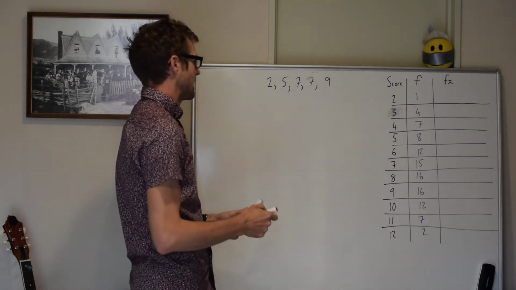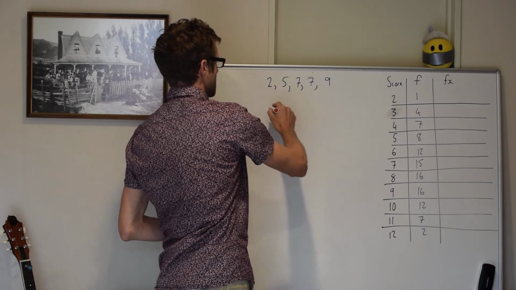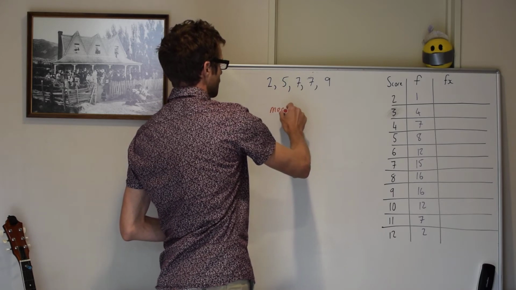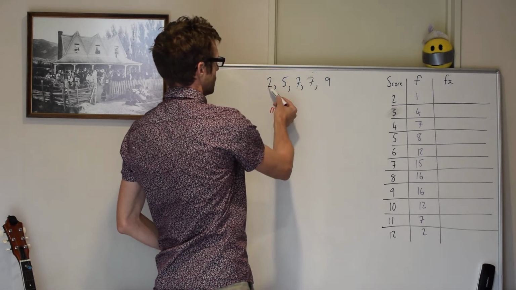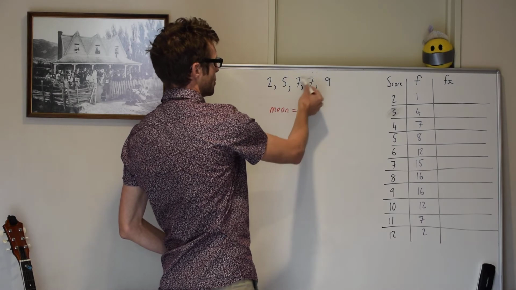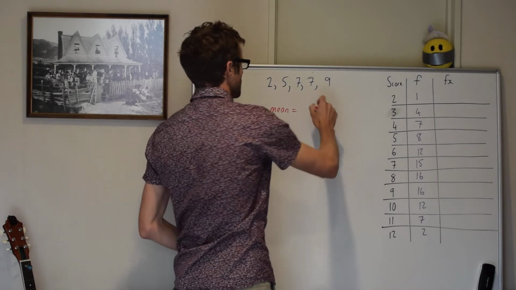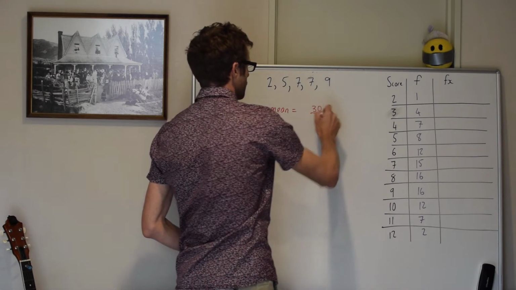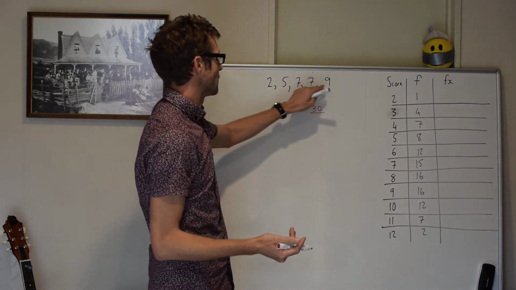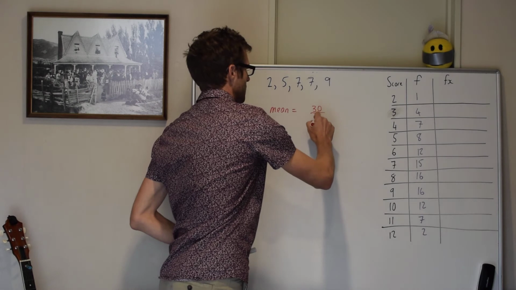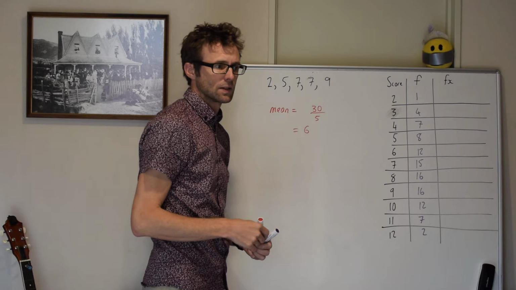So for instance, here we have 5 items of data, and so the mean would be equal to the sum of all of these, so we'd add them all together. So 2 and 5 is 7, and we've got 2 other 7s, so that's 3 7s, which is 21, plus 9 is 30. And then of course we divide by the number of items of data that we have. In this case it is 5. So our mean in this scenario would be 6.